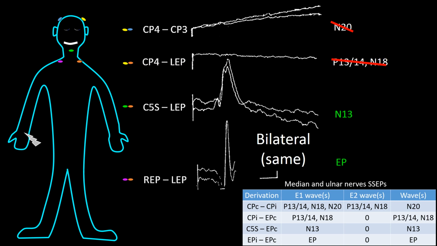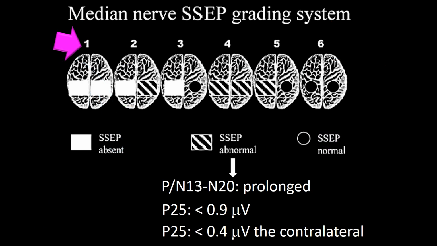It is important to stress that these findings must be bilateral. Only when these changes are bilateral, that is, the absence of cortical generated and scalp recorded potentials, can the interpretation of this test be used for prognostication. In this case, especially to support the diagnosis of brain death.